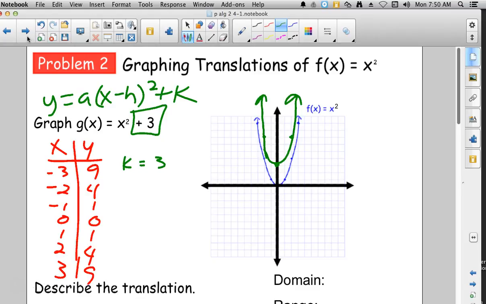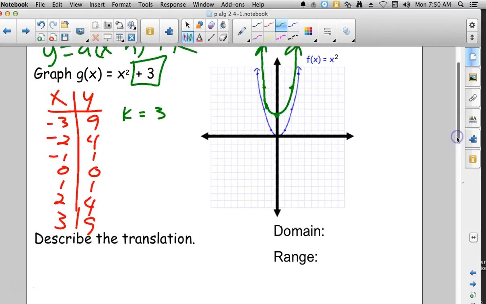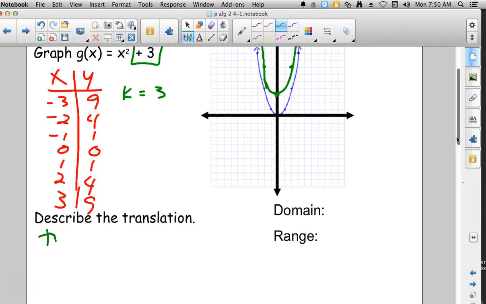I don't want to make tables if I don't have to. If I know what a, h, and k are going to do, I don't want to make a table. I just want to move this stuff. So what this did, our description here, would be translated 3 units up.